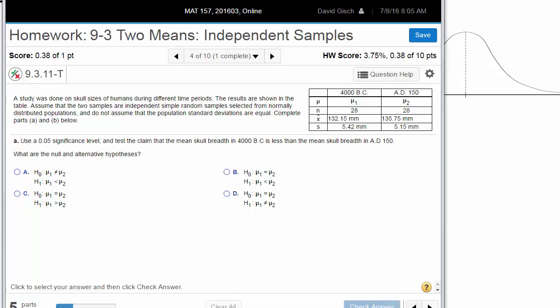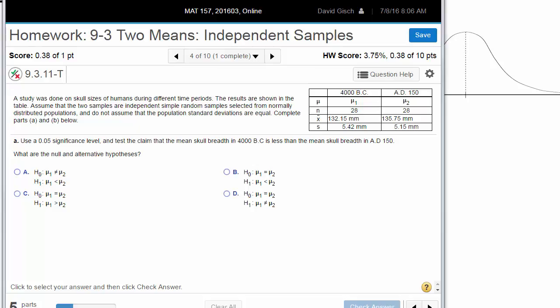Alright, so we're doing a problem with two means, independent sample. Got the data over there on the right. Let's check it out and read it through. A study was done on skull sizes of humans during different time periods. The results are shown in the table. Assume that the two samples are independent, simple random samples selected from normally distributed populations, and do not assume that the population standard deviations are equal.